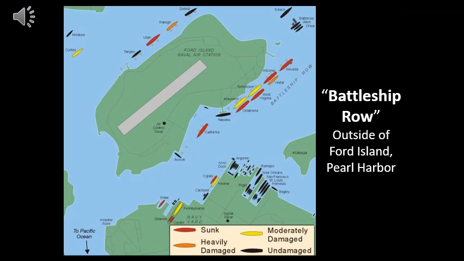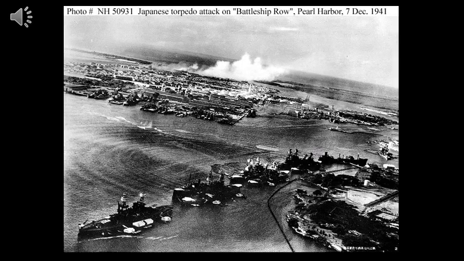Battleship Row was the grouping of 8 U.S. battleships in port at Pearl Harbor, Hawaii, when the Japanese attacked on December 7, 1941. This photo depicts a Japanese torpedo attack on Battleship Row at Pearl Harbor.